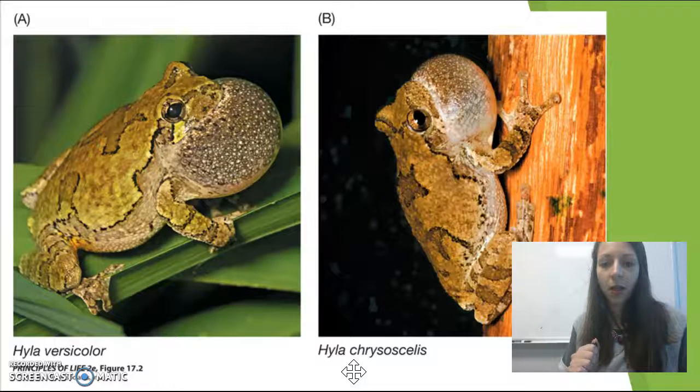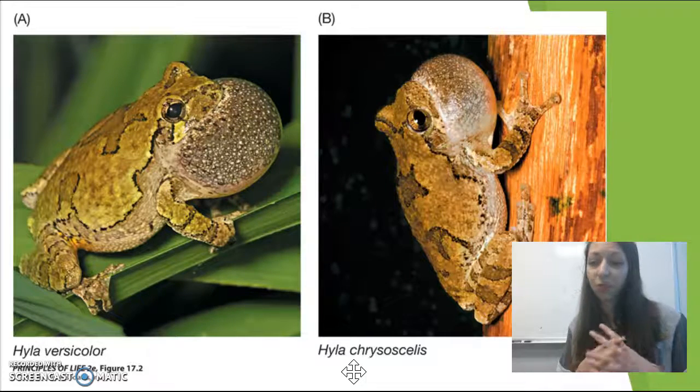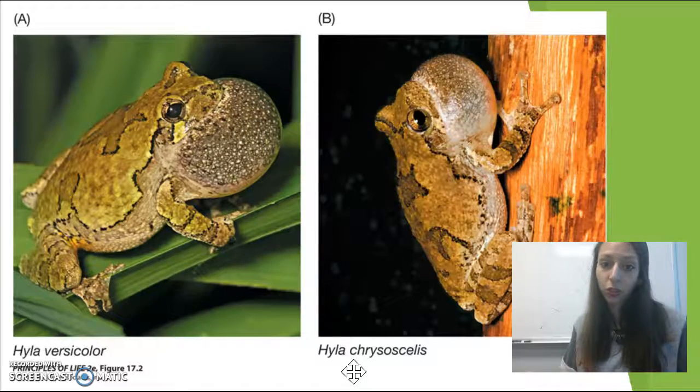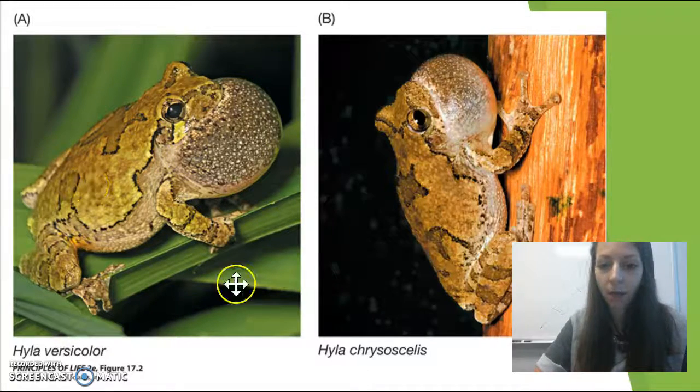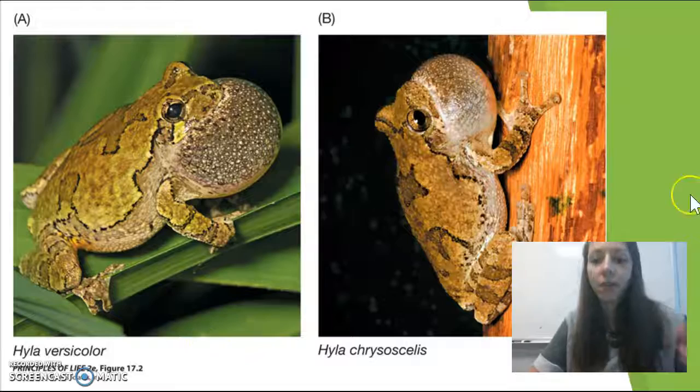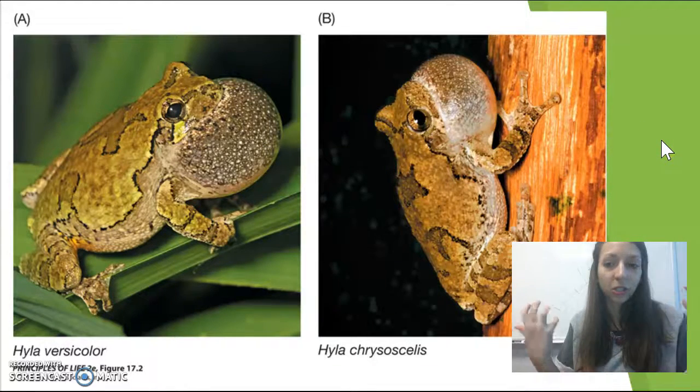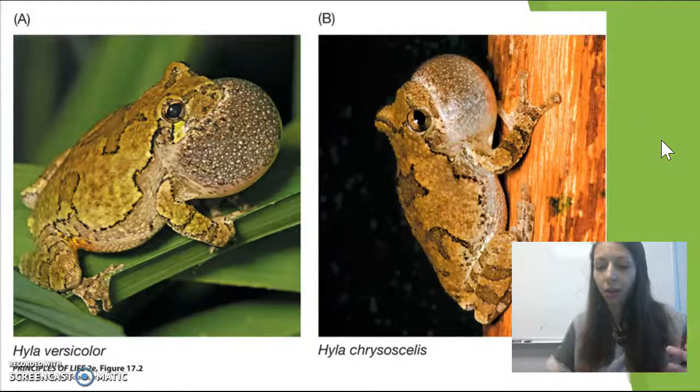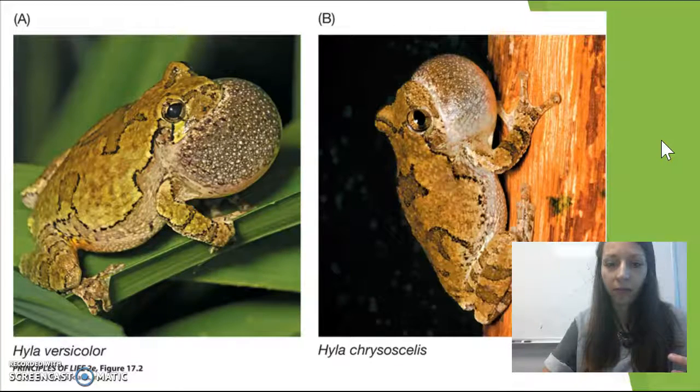This is a good example of organisms that may be morphologically similar, but they're actually not part of the same species. So that's why we cannot always go with the morphological species concept. These are two different frogs. You notice even their coloring on their backs looks very, very similar. However, these are actually species that do not interbreed. They do not reproduce and create viable offspring.